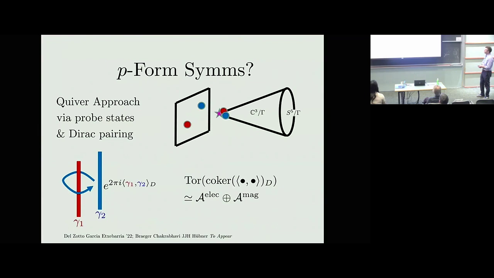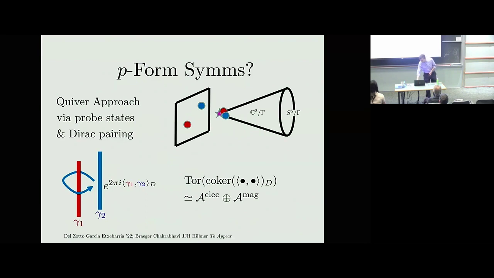That's what this thing is supposed to indicate. You basically look at the space it maps into, quotient by the image. That's what the co-kernel is telling you. And then you take the torsional bit of that, and it reads off for you electric and magnetic candidate one-form symmetries for the system. And in fact, you can check that the two methods match.